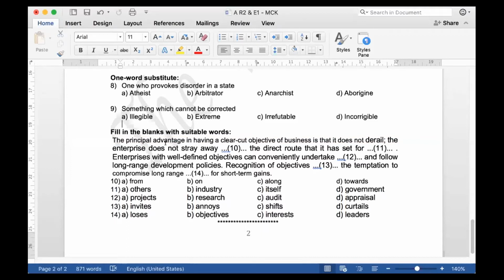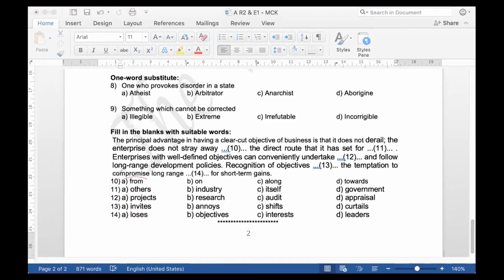Now look at these questions. The principal advantage in having a clear-cut objective of business is that it does not derail. The enterprise does not stray away, and many of you have given the answer choice from. Yes, exactly, that's the answer, derail from. Always remember, derail means it's already on the rail, something is on the rail, and derails from. So from would be the best option. The answer is from, question number 10.